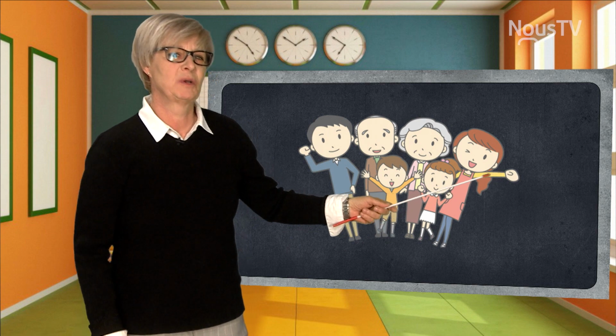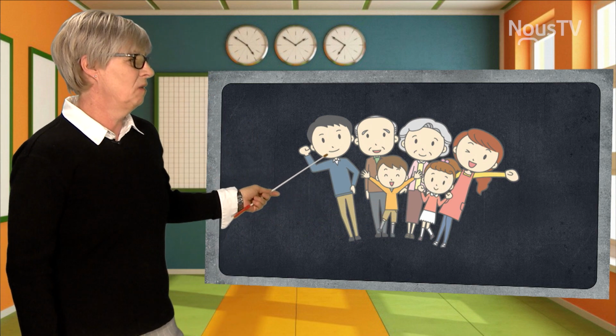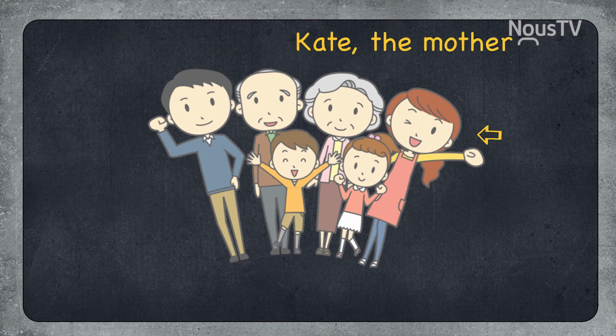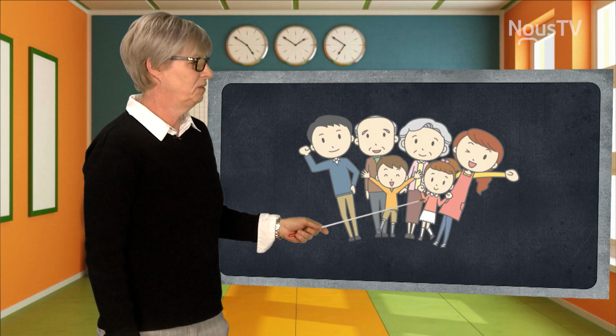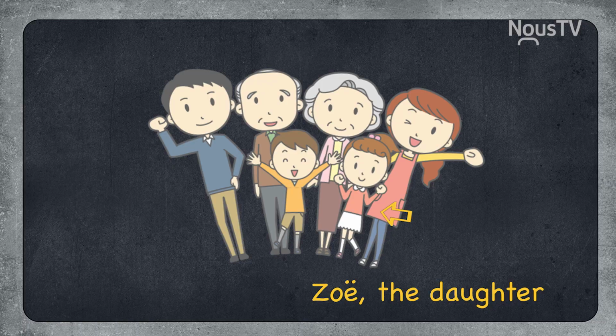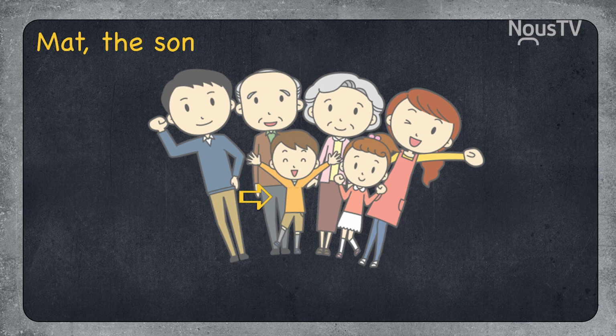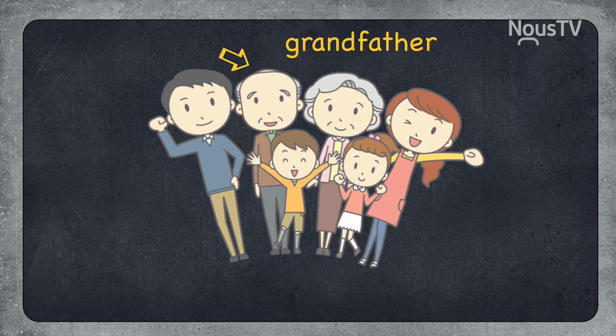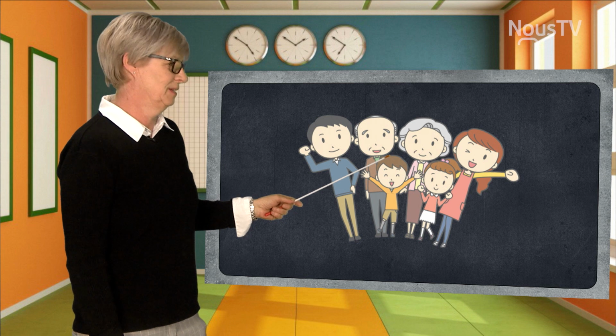Let's give them names so it's easier. Here we have Mike, the father. There's the mother. We'll call her Kate. And you have two children, a little girl and a little boy. Let's call them Zoe and Matt, like my children. We have the grandmother, the one that cooks cookies, and the grandfather, the one that tells you very interesting stories.